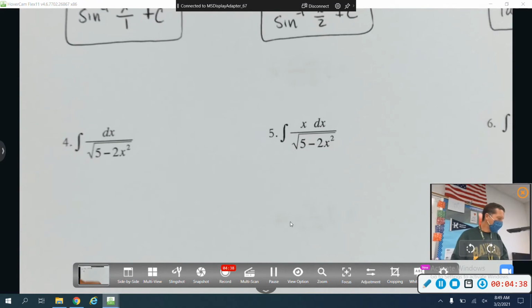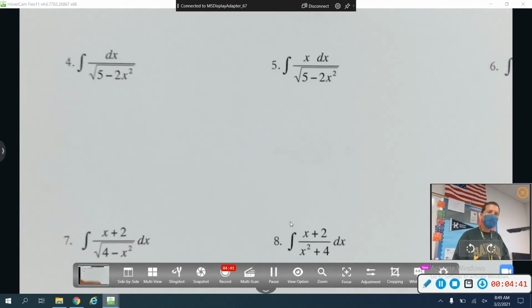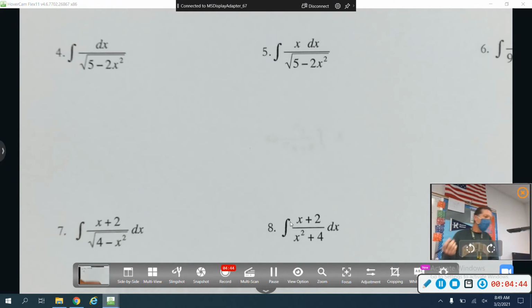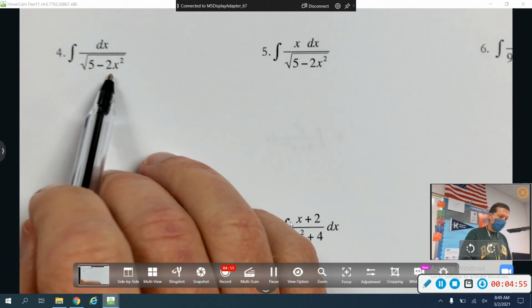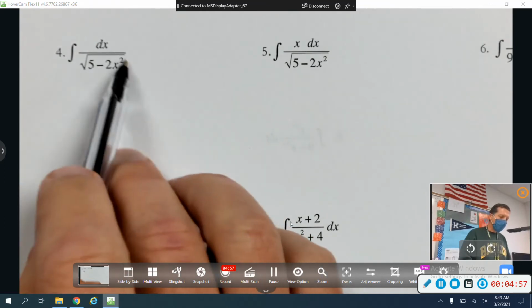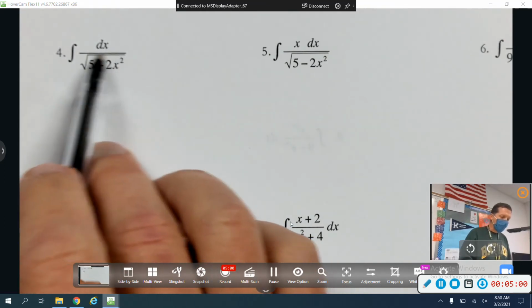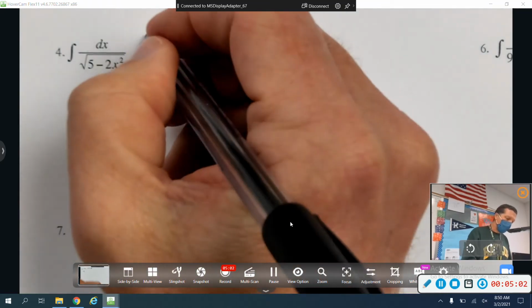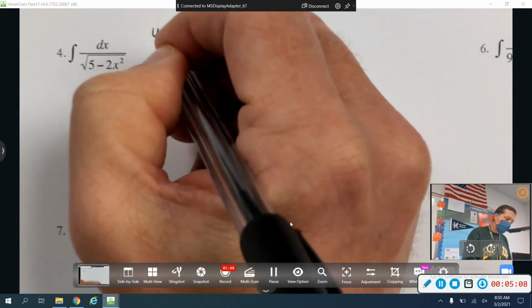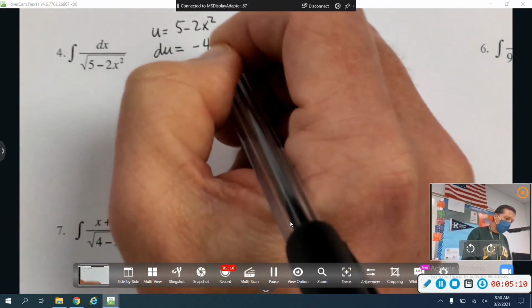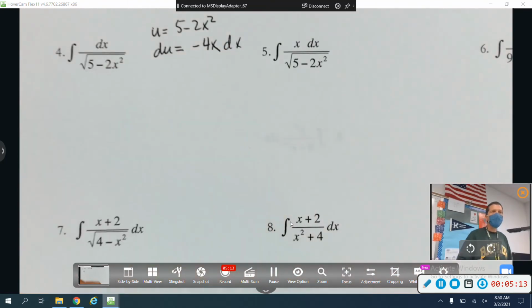All right, number 4, we start to get a little bit crazy here. First of all, does that look like an inverse sine problem or an inverse tangent problem? Sine, because of the square root. But not a square root problem like we did in warm-ups, because if we let u be the inside of the square root, so this is the tricky part, this isn't right, but if we let u be 5 minus 2x squared, then du would be negative 4x, and there's not a negative 4x up there. So that approach wouldn't work.